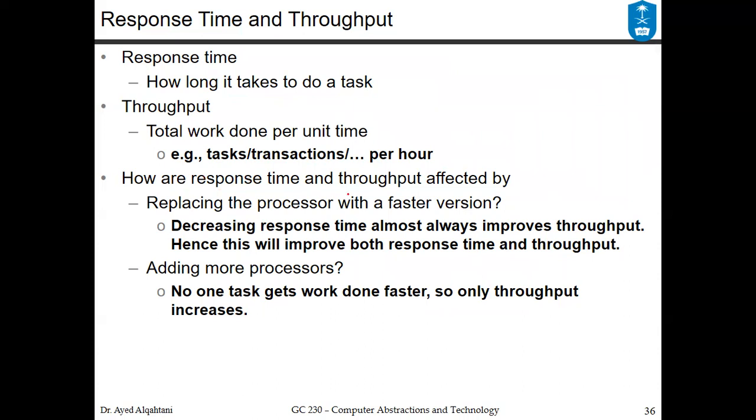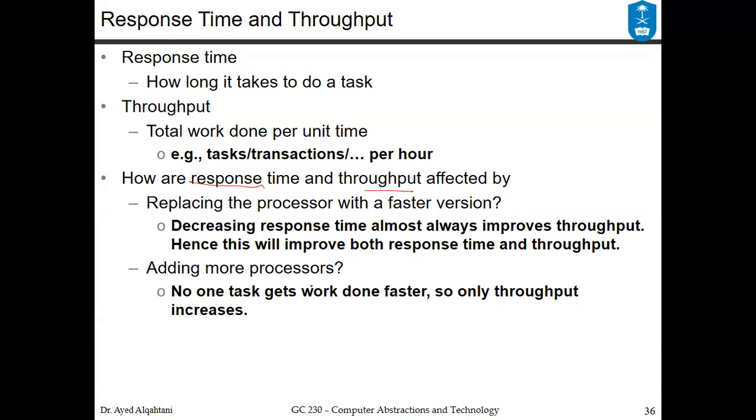How are response time and throughput affected by replacing the processor with a faster version? They will be affected this way: if you replace the processor with a faster version, you are decreasing the response time, which almost always improves the throughput. Hence, this will improve both of them.